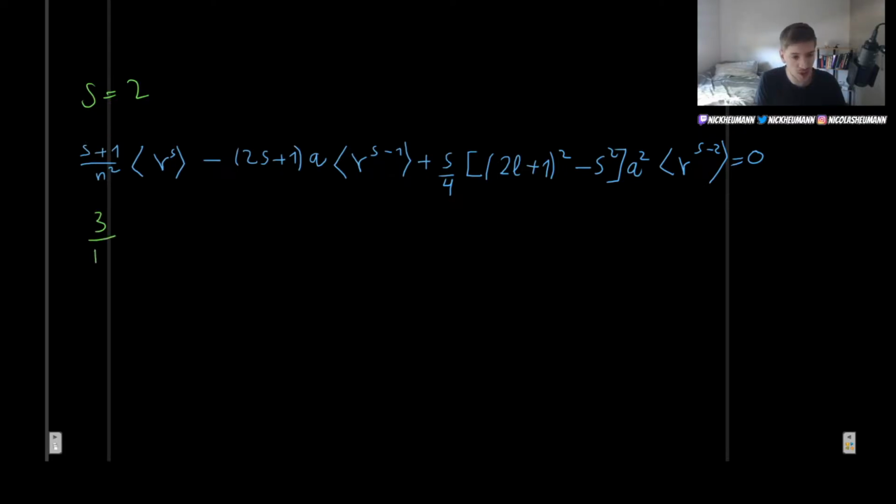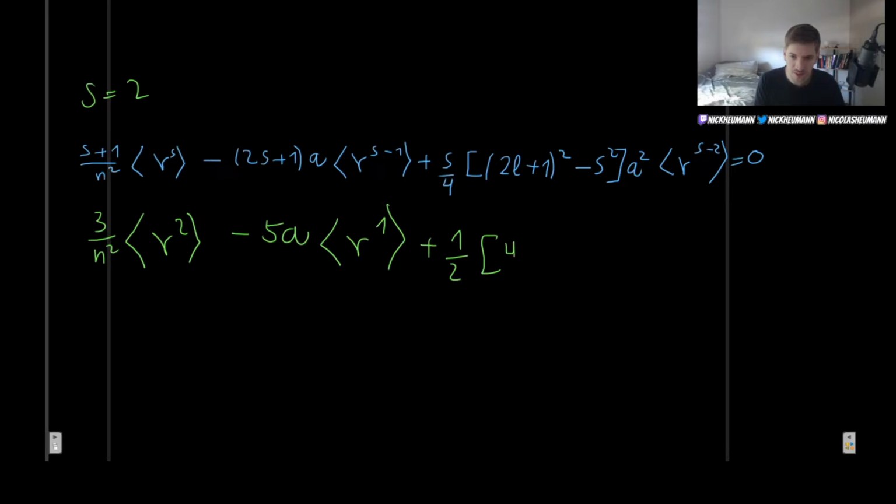Here we get 3 over n squared r to the second power minus, and here we get 4 plus 1, so that's 5a r to the, and this time we get 1 here plus 2 over 4, which is 1/2. And here let's multiply through again, so we get 4l times l plus 1, and then we get plus 1 minus 4, so we get minus 3. All right, what else? So then we have a squared and r to the s minus 2, but if s is 2, then this here is the expectation value of 1, which is again 1.